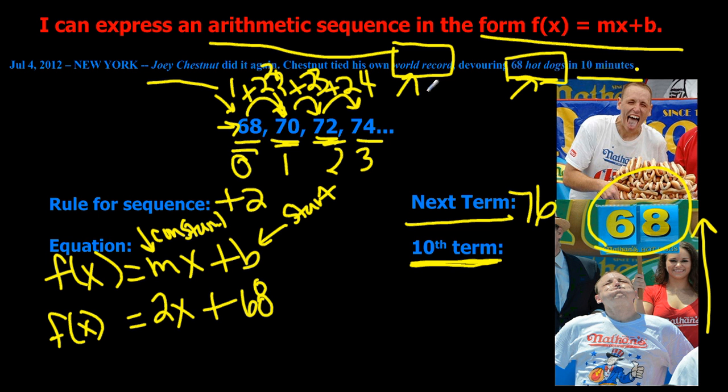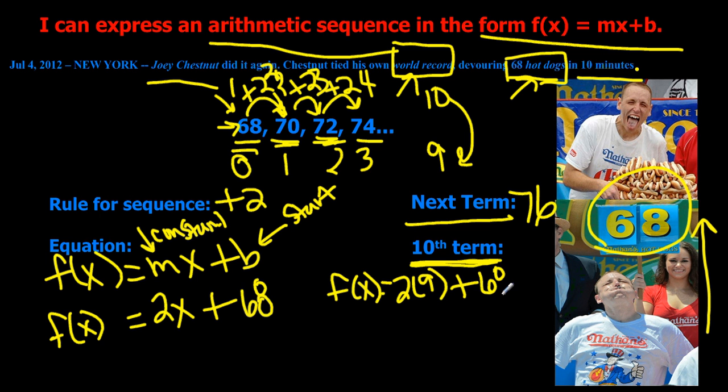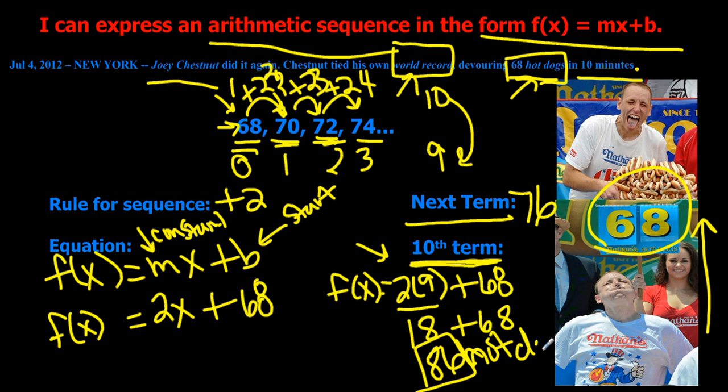So if I want the 10th term, that means my x value would have to be 9. So I'm going to fill 9 in for x in my equation. So I have f of x equals 2 times 9 plus 68. And I could go ahead and solve that. 2 times 9 is 18, plus my 68 is going to give me 86. So if I continued to the 10th competition that Joey entered, he would eat 86 hot dogs. That would be one crazy goal, don't you think?